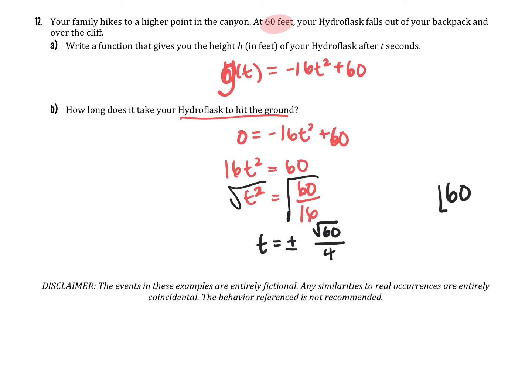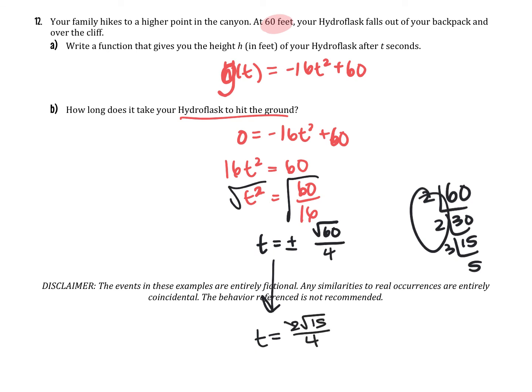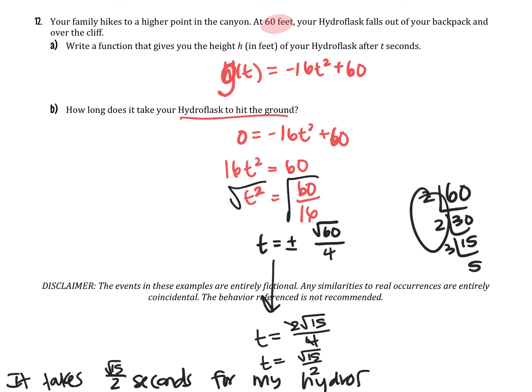I'm going to simplify the square root of 60. I'm going to do it the other way this time, the upside down birthday cake method. 3 and 5. So this is going to be, I'm going to come down here. Positive version is the only version that makes sense. So 2 root 15 over 4. And this can simplify to be the square root of 15 over 2. So it takes square root 15 over 2 seconds for my hydro flask to reach the ground.